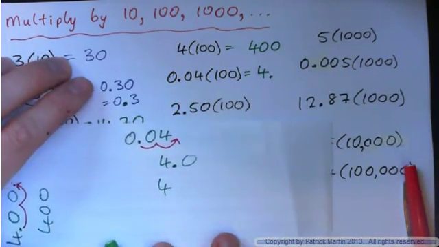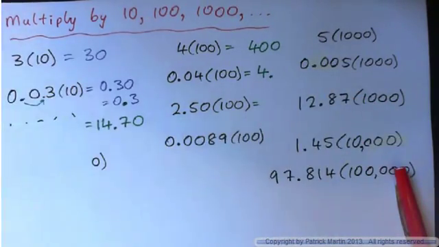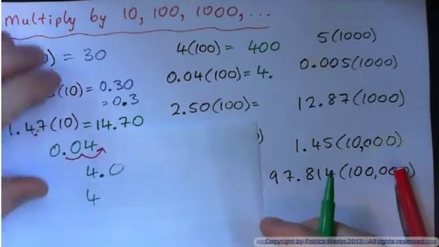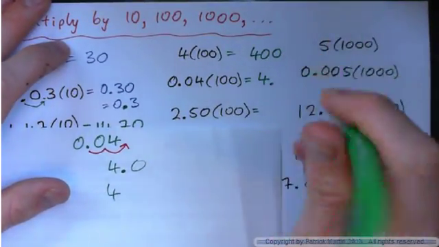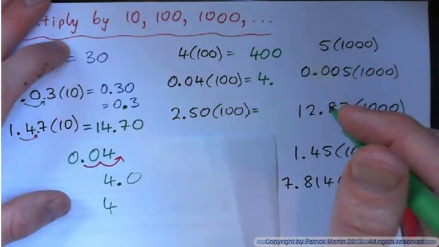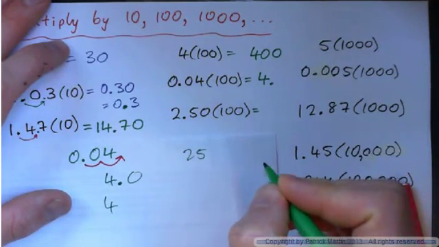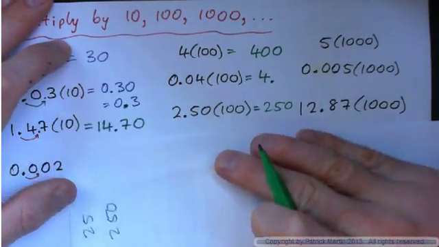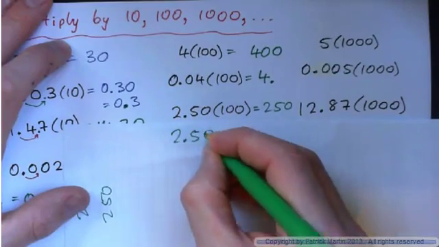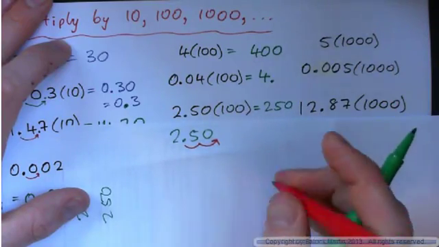Okay, how about $2.50 times 100? If something costs $2.50 and you were going to get 100 of those, what would you spend? A loaf of bread is $2.50. How much is 100 loaves of bread? Well, 10 of them would be $25, right? 100 of them would be $250. So once again, we start with 2.50, we times it by 100, so we move the decimal point 2 spaces to the right, okay?